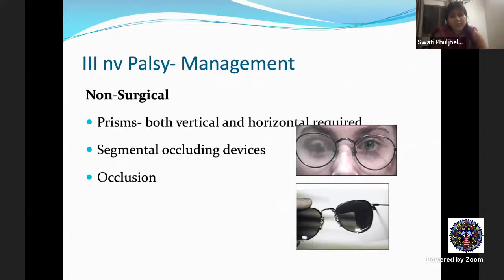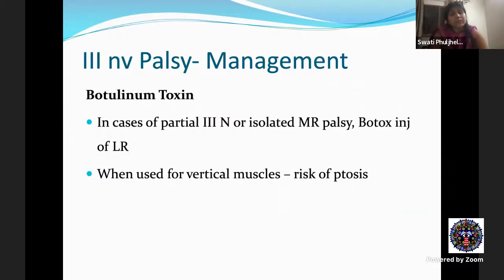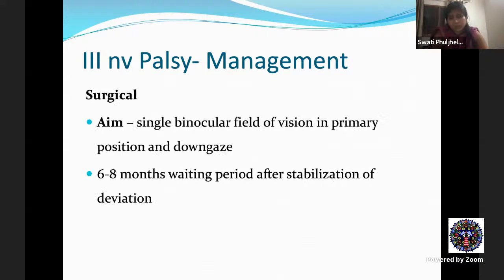So we can use prism, segmental occlusion devices, or a complete occlusion to avoid diplopia. Then Botox can also be given just till the deviation is stabilized. And coming to the surgical management, so the aim is to get the binocular single vision in the primary gaze and to align in down gaze, because these are two important gazes which we use in our day-to-day life.